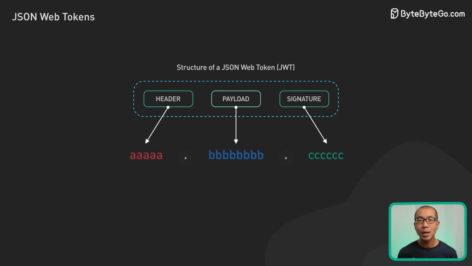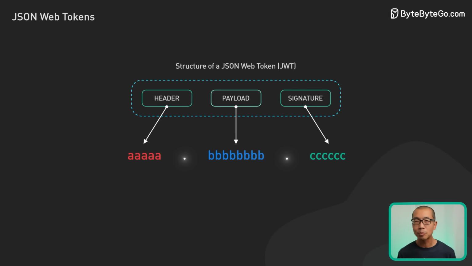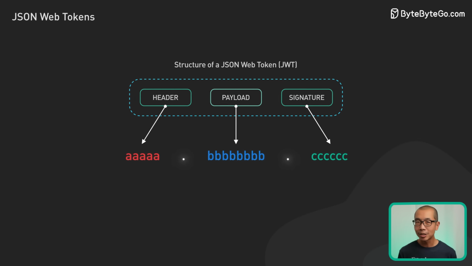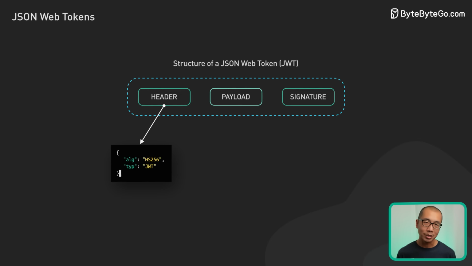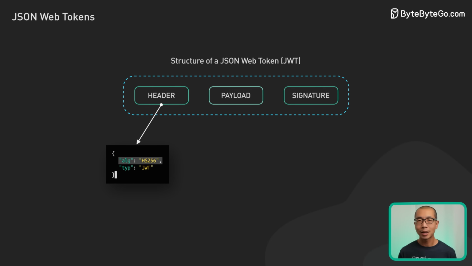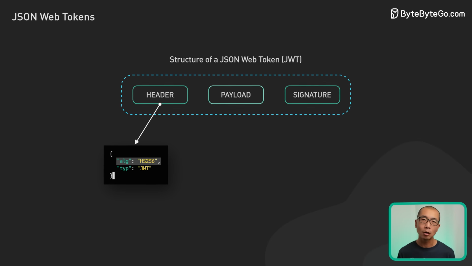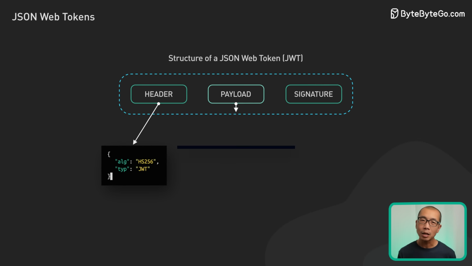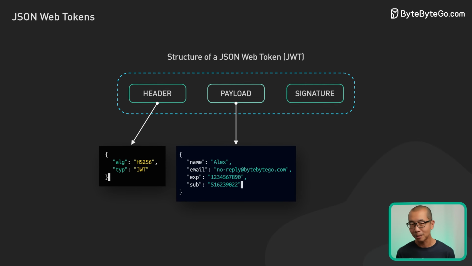Each section is base64 encoded and separated by a period. The header typically consists of the token type, which is JWT, and the algorithm being used, like HMAC SHA-256 or RSA. The payload of a JWT is where you store the claims.